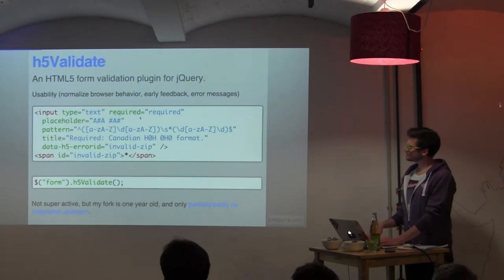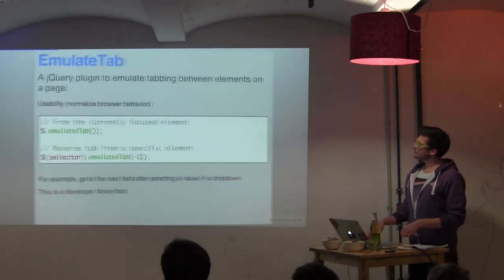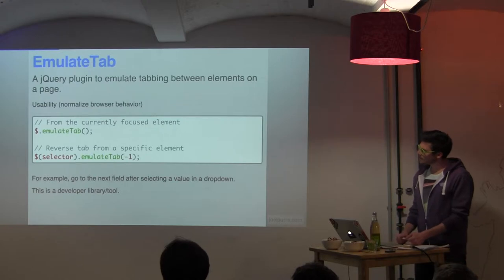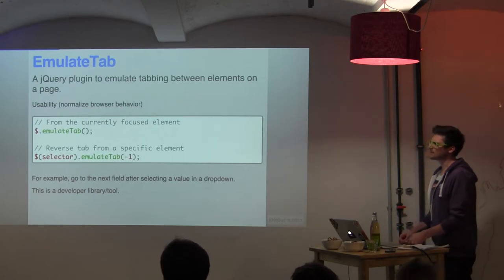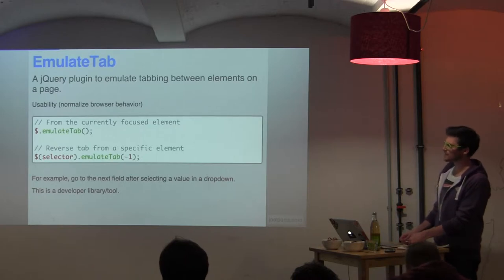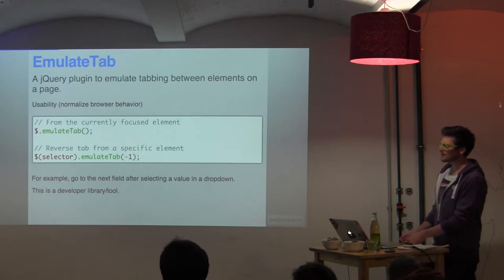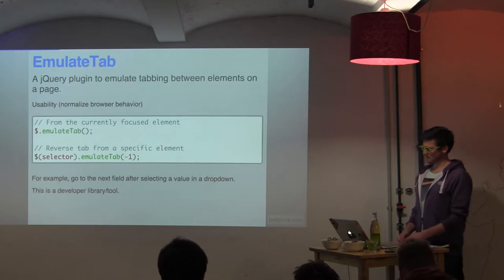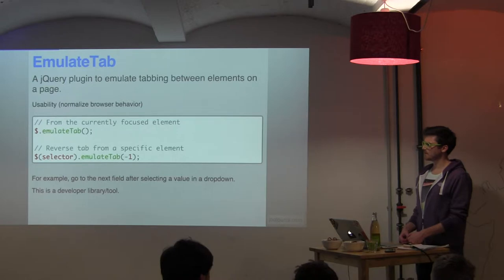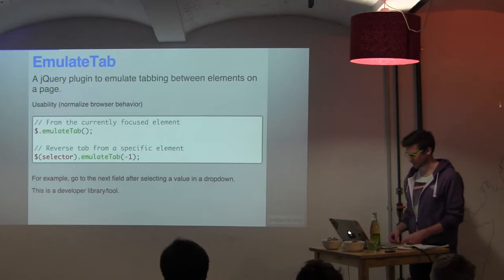Let's see. Here's one thing that is not actually anything the user ever sees. This is a developer library tool. I'm just going to mention it because I'm using it in the next two plugins I'm going to show you. I wrote this in 2011, broke it out in part from two other things. It's quite useful.